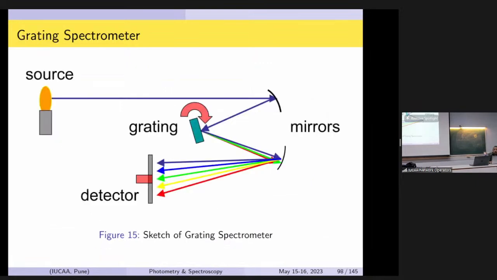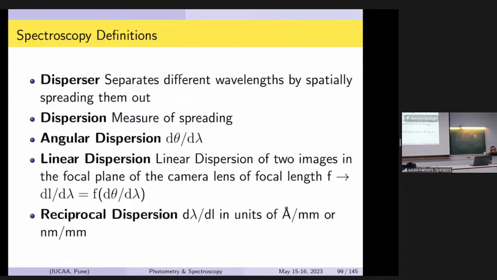I think I will not go into too much detail, but in spectroscopy, just to explain, the prism here is the disperser. These are the actual definitions. The purpose of a disperser is to disperse the light into different wavelengths. That's why it's called a disperser: it separates wavelengths by spatially spreading the light, with the prism, to see the spectrum. The measure of spreading is called dispersion. Angular dispersion is d theta by d lambda; every angle has a wavelength. For linear dispersion, if I put a lens, then the focal length comes into the picture. And now I can tell each distance: this is lambda 1, lambda 2, lambda 3.